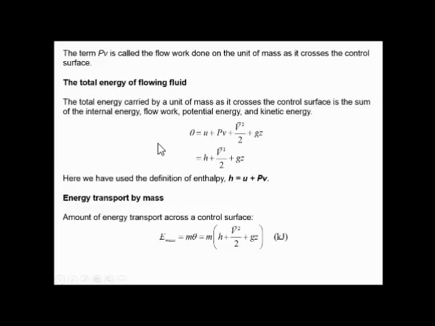So here you have used the definition of enthalpy, which we learned in the first law of thermodynamics, H equals U plus PV. So these formulas are quite simple. You just need to remember the concept corresponding to these formulas. Now, the energy transport by mass. The amount of energy transport across a control surface is E_mass equals m times theta, where theta is the total energy of the flowing fluid, so m times (h plus V squared by 2 plus gz).